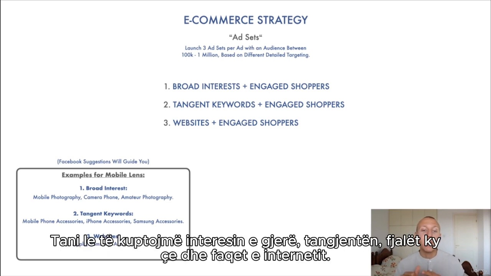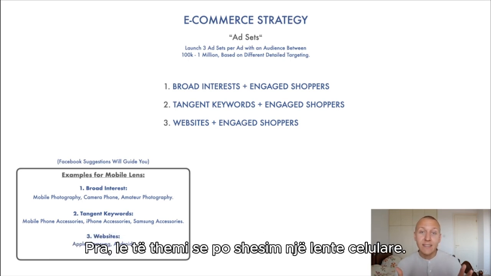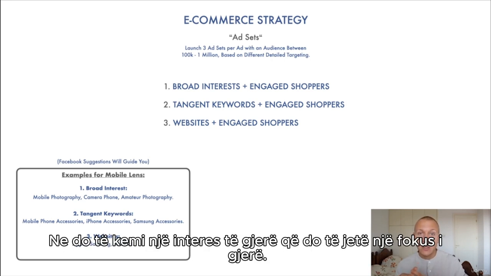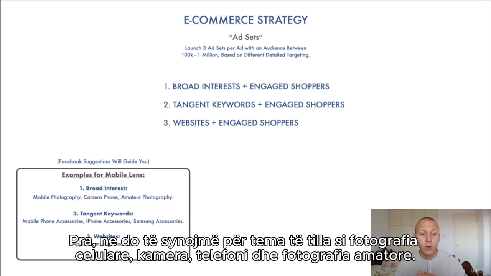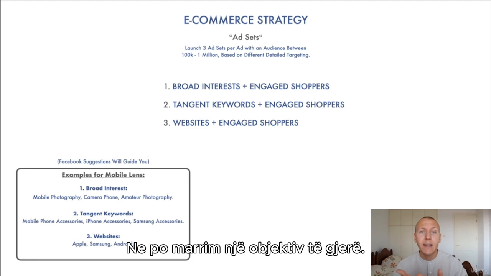Now, let's understand broad interest, tangent keywords, and websites. If we look to the lower left, we can see some examples. So let's say that we're selling a mobile lens. We're going to have one broad interest that is going to be a broad focus. So we're going to aim for topics such as mobile photography, camera phone, and amateur photography. These are really wide interests, right? So we're getting a wide targeting.